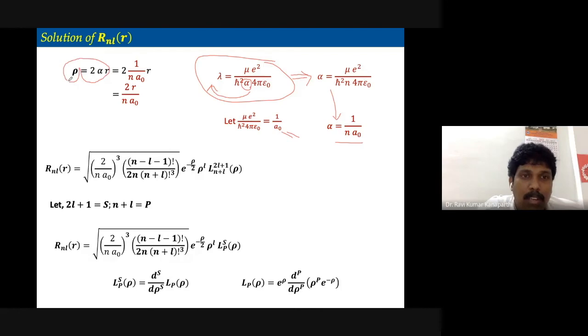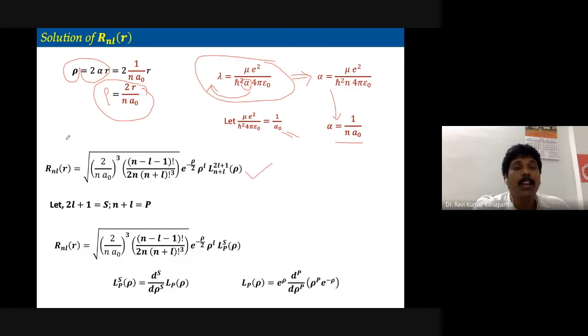Rho is considered to be this quantity: rho is equal to 2 alpha r, right? Now alpha is 1 over n a naught, so rho is nothing but 2r upon n a naught. So 2r upon n a naught. Please remember this.